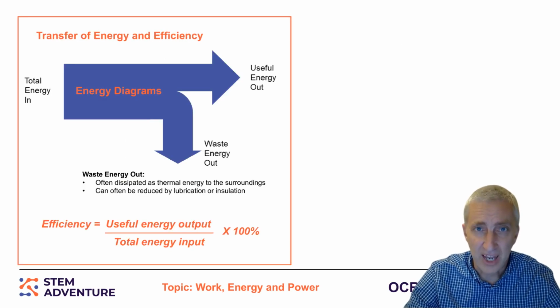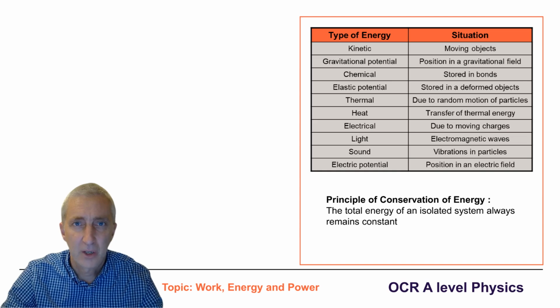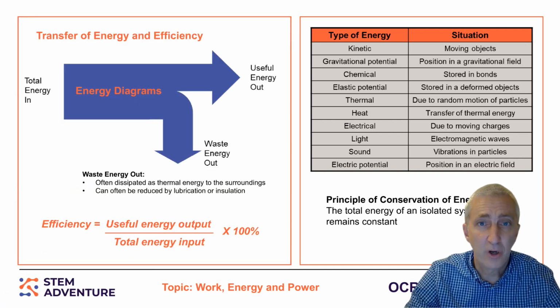The efficiency of any energy transfer situation can be calculated using the useful energy output and the total energy input. And you might encounter many different types of energy depending on the situation. You will notice on closer inspection that all these are basically due to an object's motion or position in a field. Again, lots to remember here.